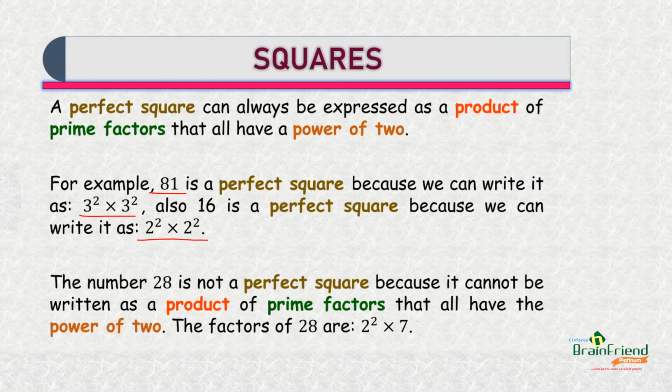Now, the number 28 is not a perfect square, and this is because it cannot be written as a product of prime factors that all have the power of 2. The factors of 28 are 2 raised to the power 2 multiplied by 7. You can see that 7 does not have the power of 2.